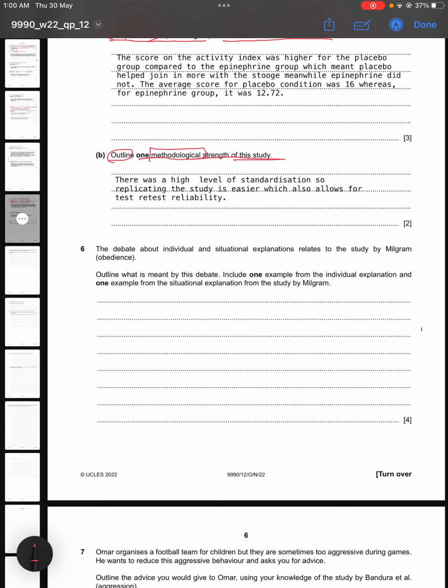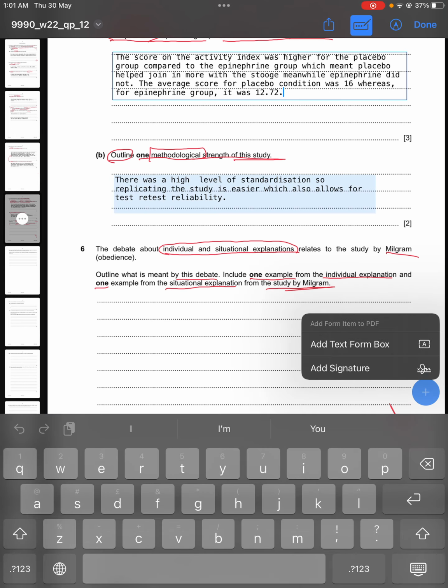And then question number 6 says, the debate about individual and situational explanations relate to the study by Milgram. Outline what is meant by this debate, the individual versus situational debate, and include one example from the individual explanation and one example from the situational explanation from the study by Milgram. So you also need to mention the examples.